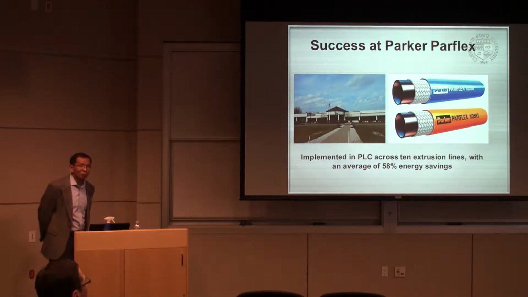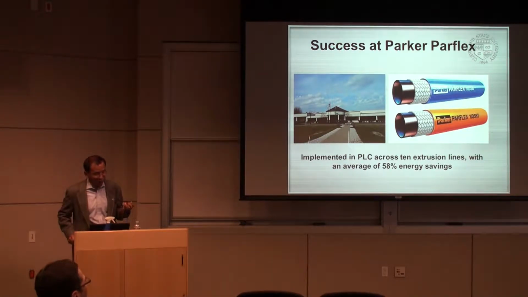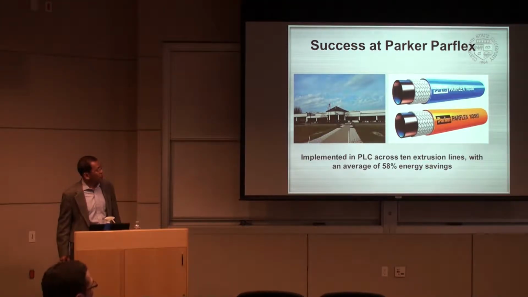It took us quite a few years to simplify it so that it can be easily implemented in the industrial plant. And this was done in 2010 at the Parker Hannifin plant. It's an extrusion plant, and it has immediate impact of 58% on average energy saving. And that number is something that people have a hard time to believe.